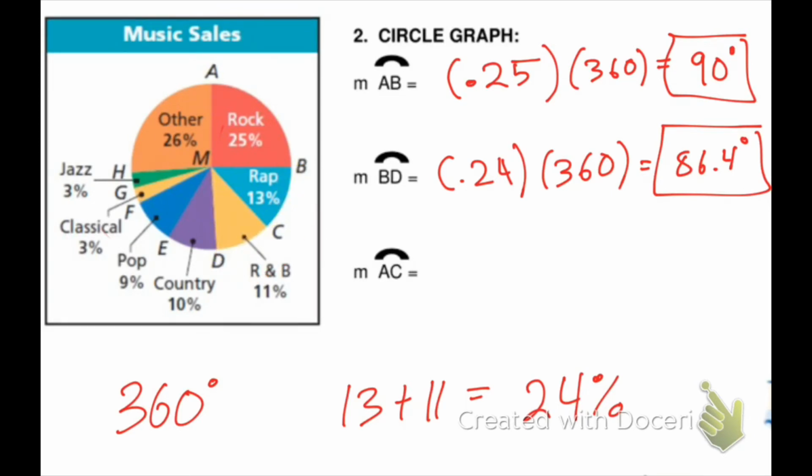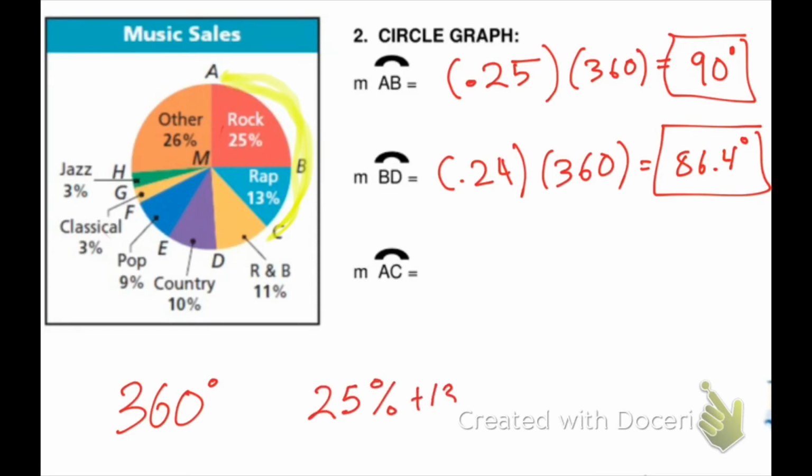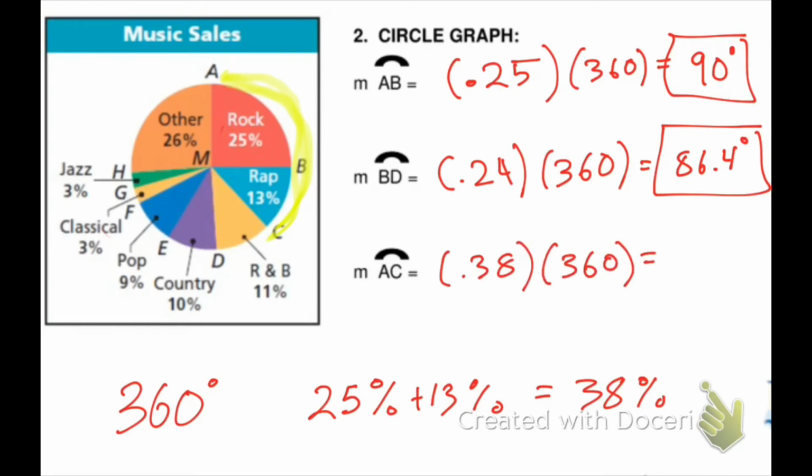Now solve for the arc AC. So A to C. I suggest pausing the video, trying this one on your own. But that portion of the circle is 25% plus 13%. Well, that gives you 38%, which as a decimal is 0.38. 0.38 times the total of 360, because you're taking 38% of 360, that gives you 136.8 degrees. So this arc measurement is 136.8 degrees.